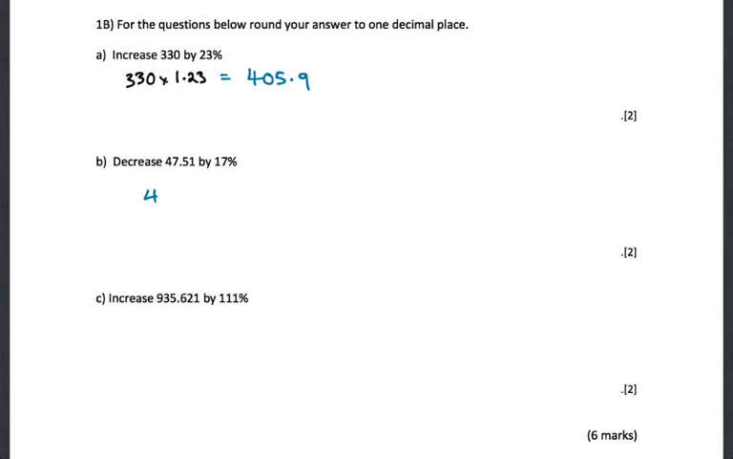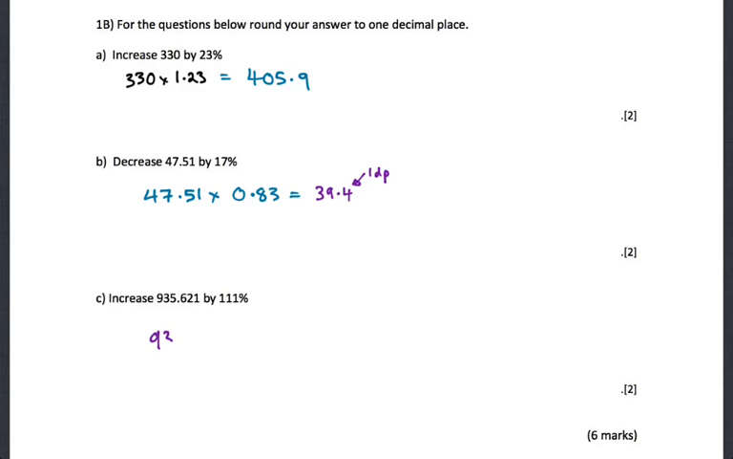Next question. We're doing 47.51 decreased by 17%. So what we're really doing is finding 83%, and 83% as a multiplier is 0.83. When you do this on your calculator, you will get 39.4 to one decimal place.